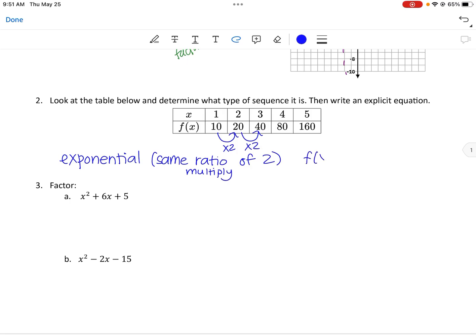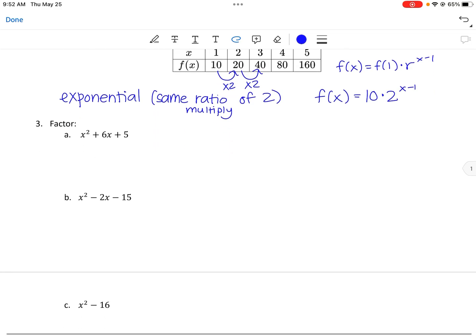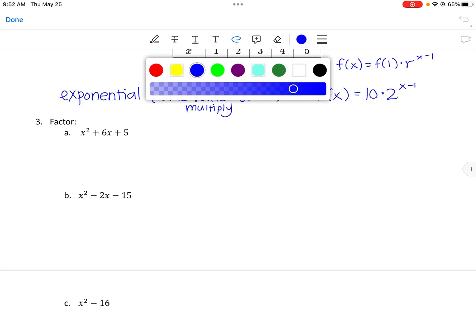So when I go to write an explicit equation, f of x, let me remind you, and you do have a formula sheet for this, but f of x equals f of 1 times r to the x minus 1. So our formula is f of x equals, our first term is 10, times our ratio is 2 to the x minus 1.